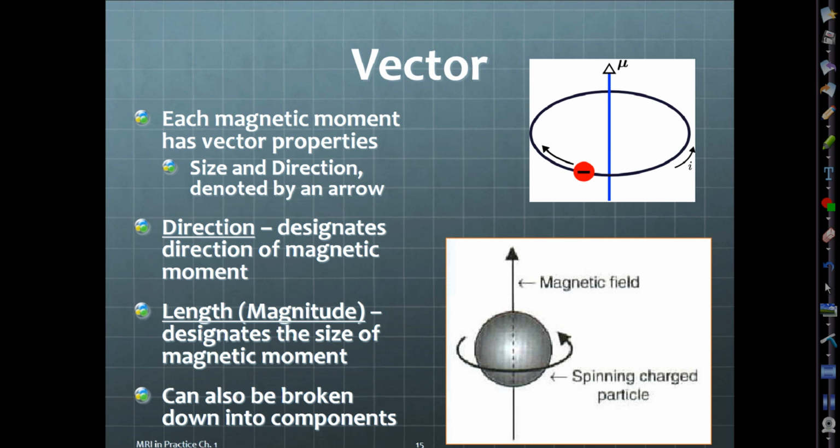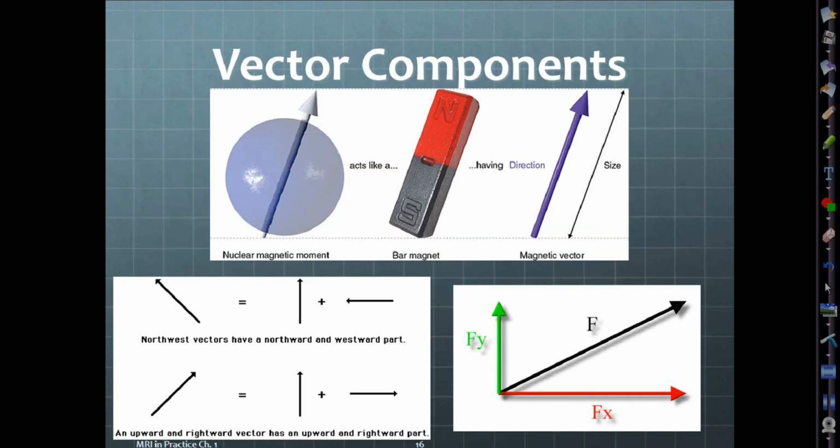These vectors are a little easier to visualize when they're in orthogonal planes, either going straight up or straight to the right at right angles to each other. But we know vectors can also be oblique. When you have an oblique vector, you can break it down into smaller component vectors. That's what this is showing here.